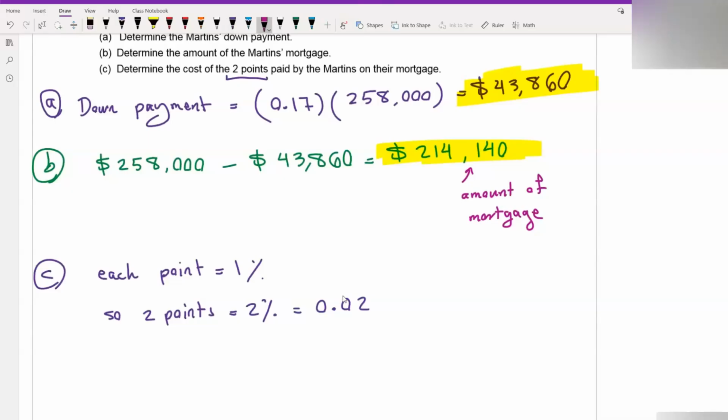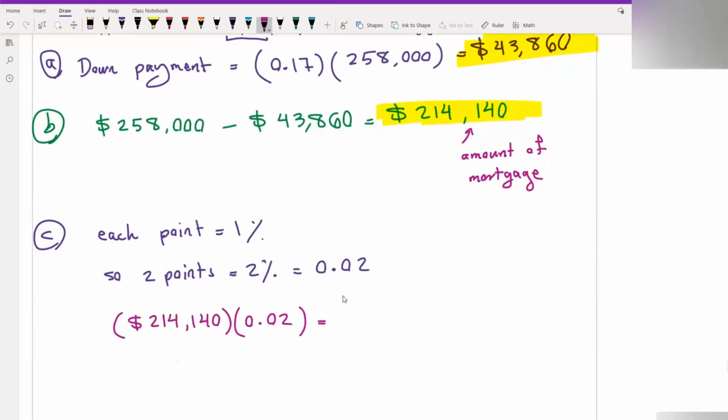Amount of mortgage is $214,140. We have to use amount of mortgage, multiply that one by 2%. We're not working based on what down payment is. They're not charging anything for that part because we already paid. So multiply by 2%. So at closing, they have to pay $4,282.80.